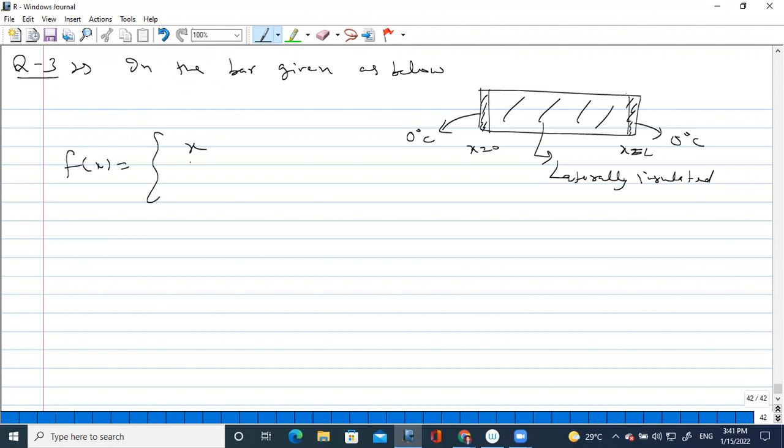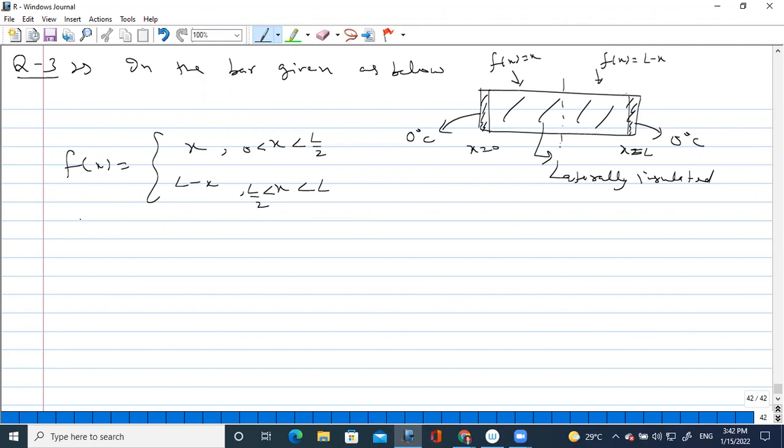They have given two different f(x): x for 0 to L by 2, and L minus x when x is between L by 2 and L. Understood? So from here they have broken it. For this portion f(x) is x, and for this portion f(x) is L minus x. So this type of problem also can come.